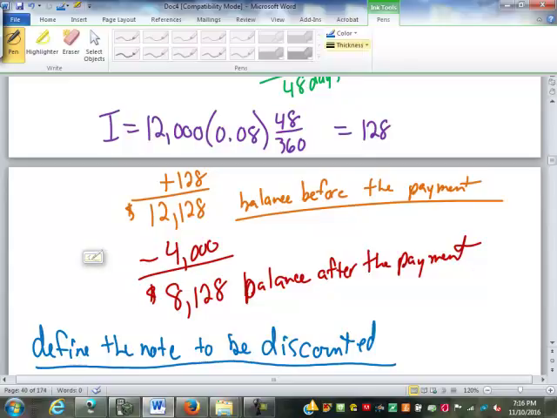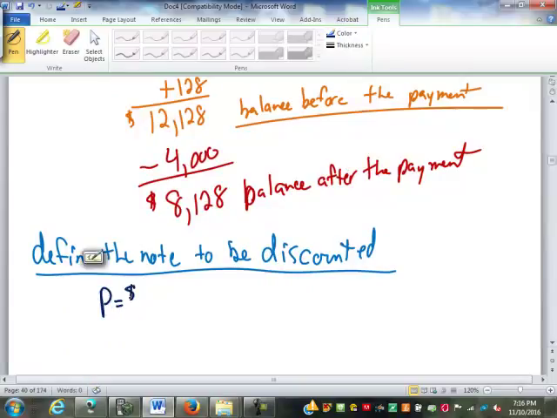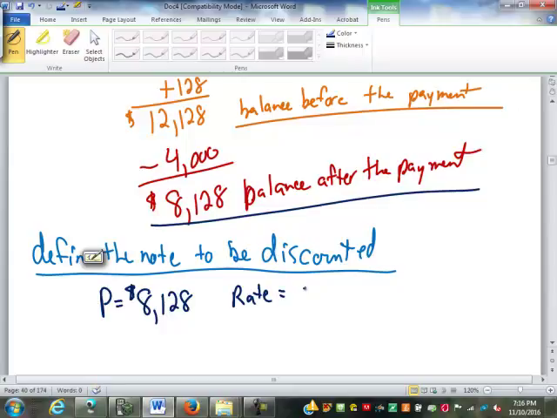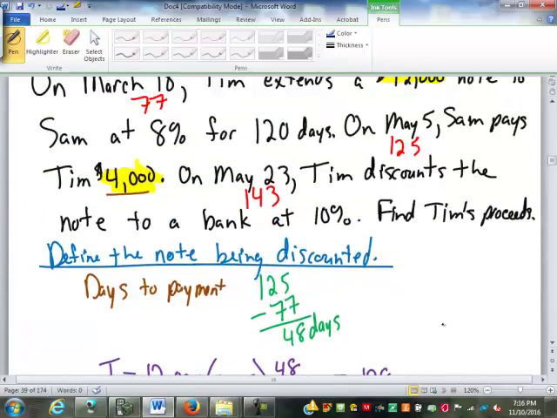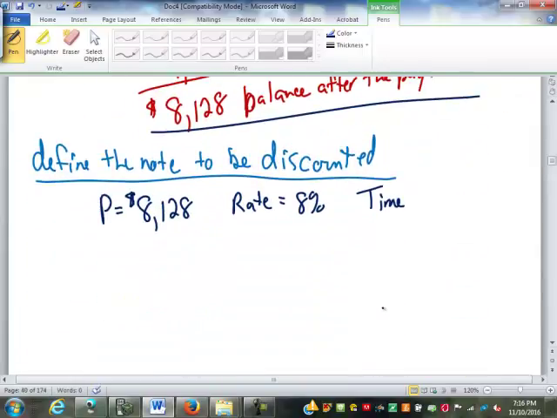So back to defining the note to be discounted. The note to be discounted has a principal of $8,128, the balance after that payment. Its rate is still the 8% or 0.08. Its time is no longer 120 days. It's 120 minus 48, or 72 days. Does that make sense so far?